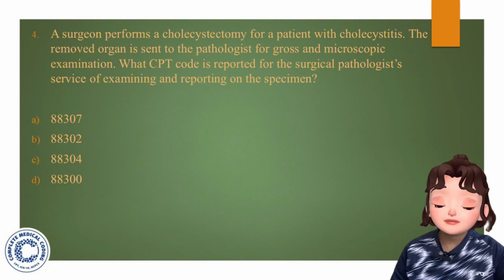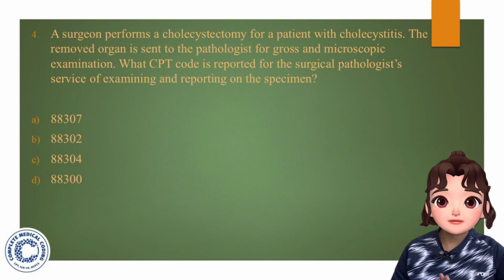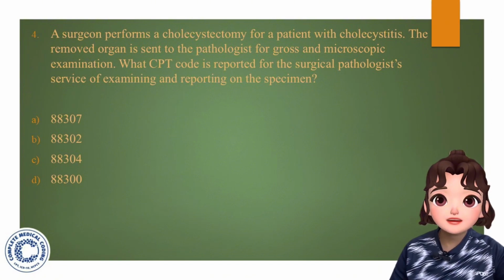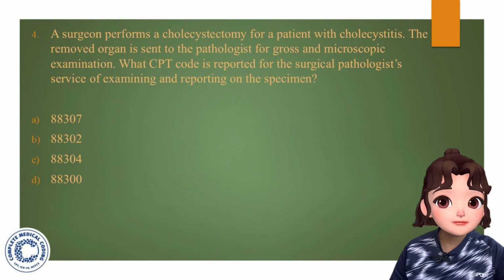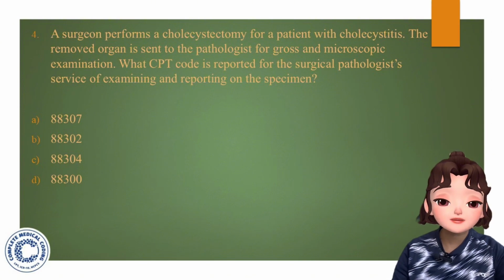88300 is level 1 surgical pathology, gross examination only. 88302, surgical pathology, gross and microscopic examination. Gallbladder is not mentioned in 88302. What is 88304? Surgical pathology, gross and microscopic examination. If you check, see, gallbladder is there. So this is the correct one.